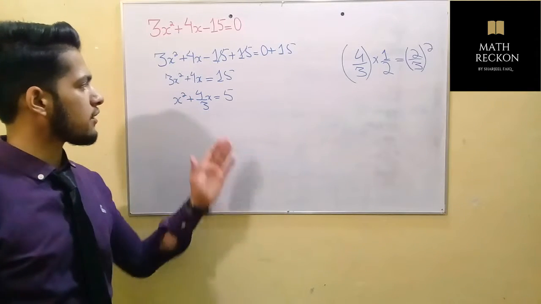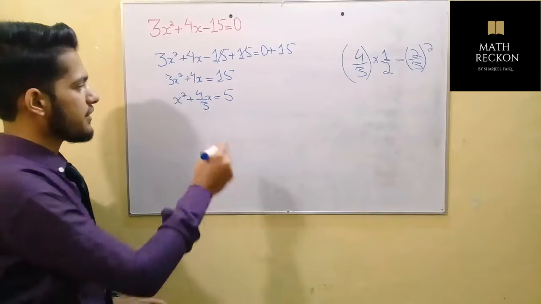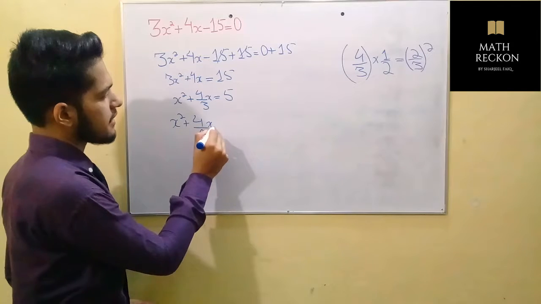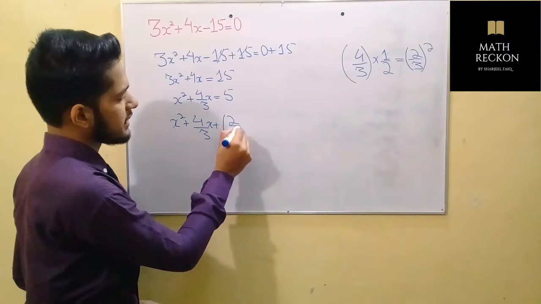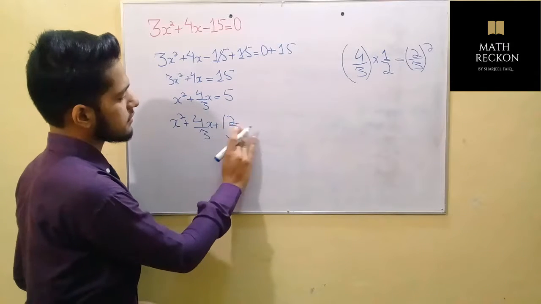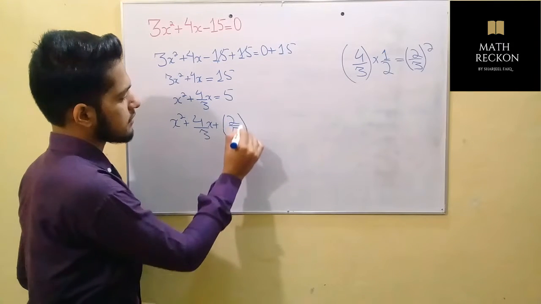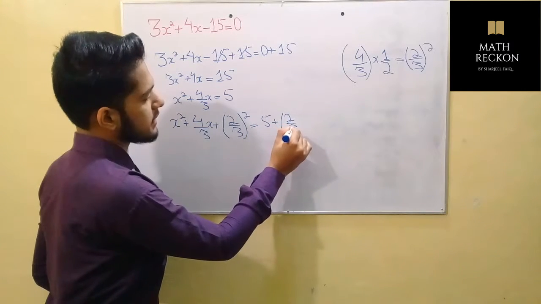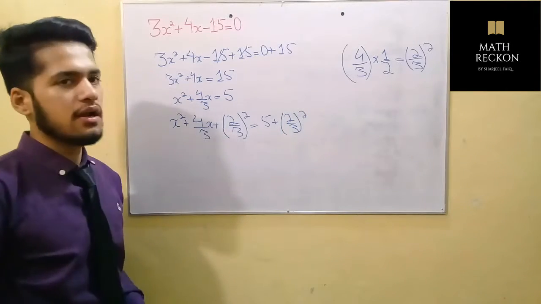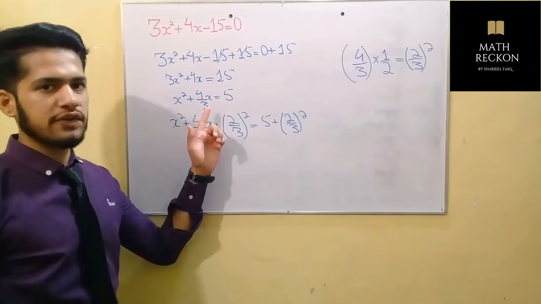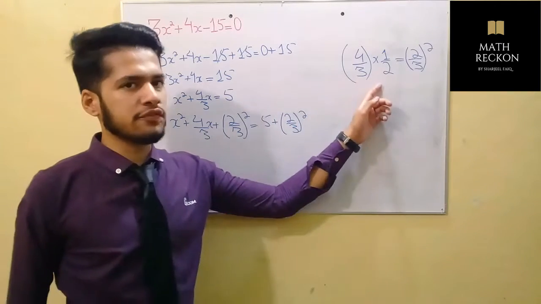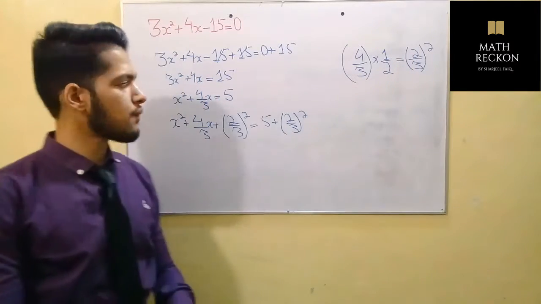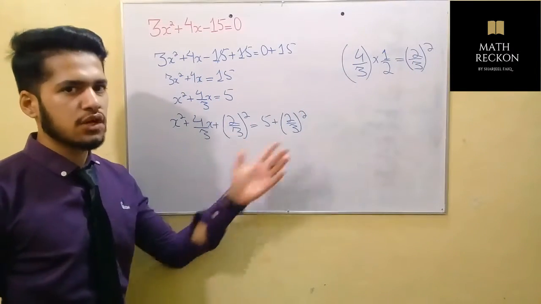The term we will add on both sides of our quadratic equation, which is our third step, and we will have x square plus 4 upon 3 x plus 2 upon 3 the whole square equals 5 plus 2 upon 3 the whole square. So here what we did, we took the coefficient of x with degree 1 and we took half of it, and took the square of our term, and then we added that term to both sides of our quadratic equation.